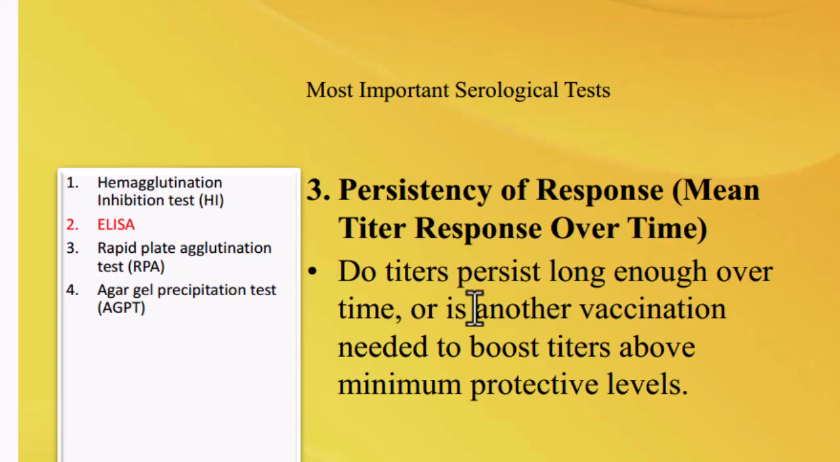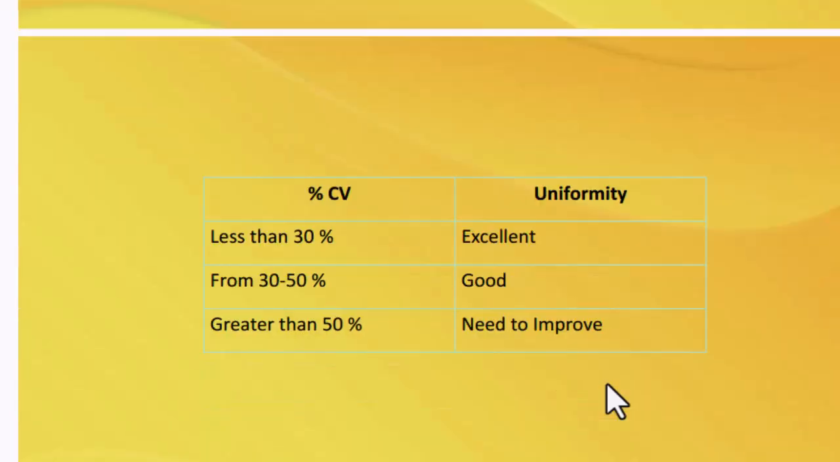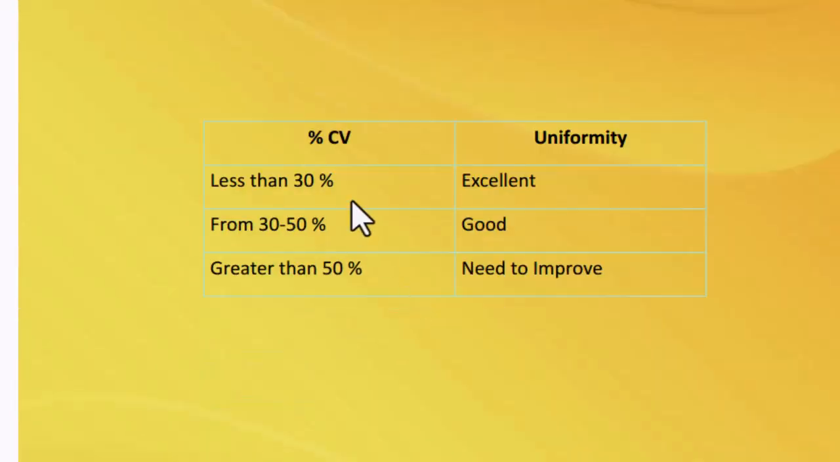Persistence of response, mean titer response over time. Do titers persist long enough over time, or is another vaccination needed to boost titer above the minimum protective level? This is a very important question, and ELISA can answer this question efficiently. So, percentage of CV and uniformity: less than 30%, excellent. From 30 to 50, good. Greater than 50, need to improve.